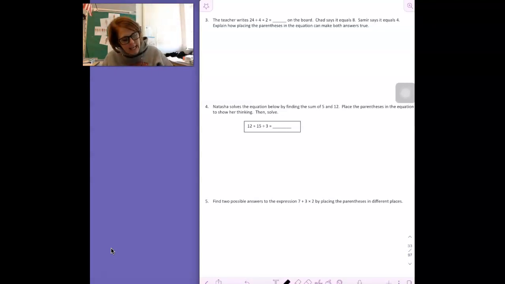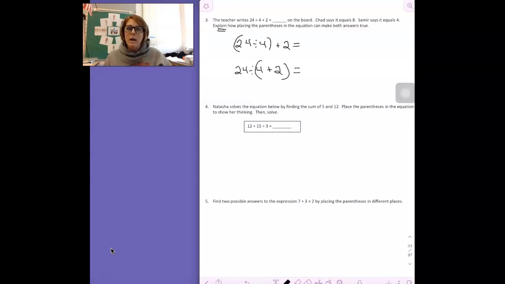Well, it doesn't say that I have to explain in words, but what I can show is 24 divided by 4 in parentheses plus 2. And I can also show 24 divided by 4 plus 2 and put my parentheses around 4 plus 2 and see where my answer lies. So 6 plus 2 equals 8. 24 divided by 6 equals 4. So changing where the parentheses are changes the answer.